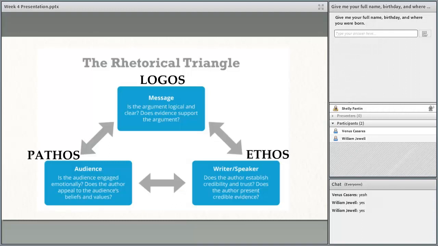Okay, so the rhetorical triangle uses all three things. First we have logos, the message. Is the argument logical and clear? And is there evidence to support the argument? So logos is all about being logical, having evidence, facts, statistics. Then we get to ethos. This is more the writer and the speaker. They would ask the question, does the author establish credibility and trust? Does the author present credible evidence? And then the last one is pathos. This is really the audience, who would ask, is the audience engaged emotionally? Does the author appeal to the audience's beliefs and values? So now you're really tugging at the heartstrings.